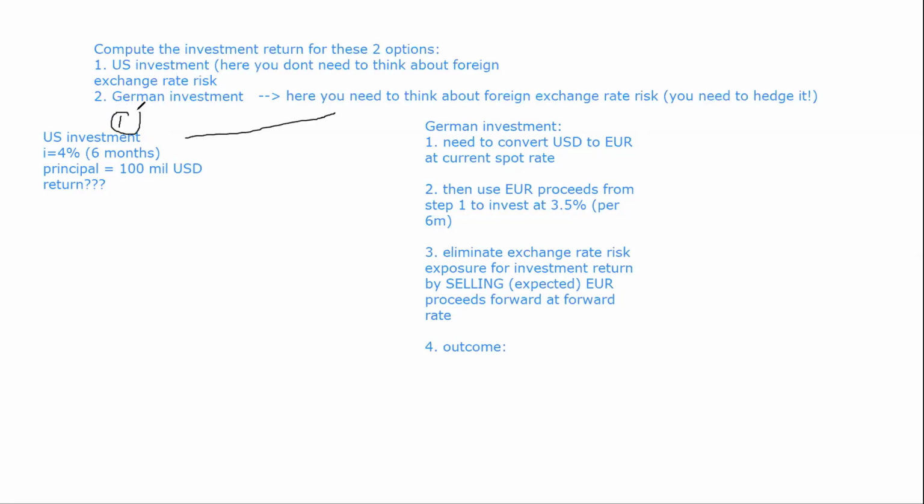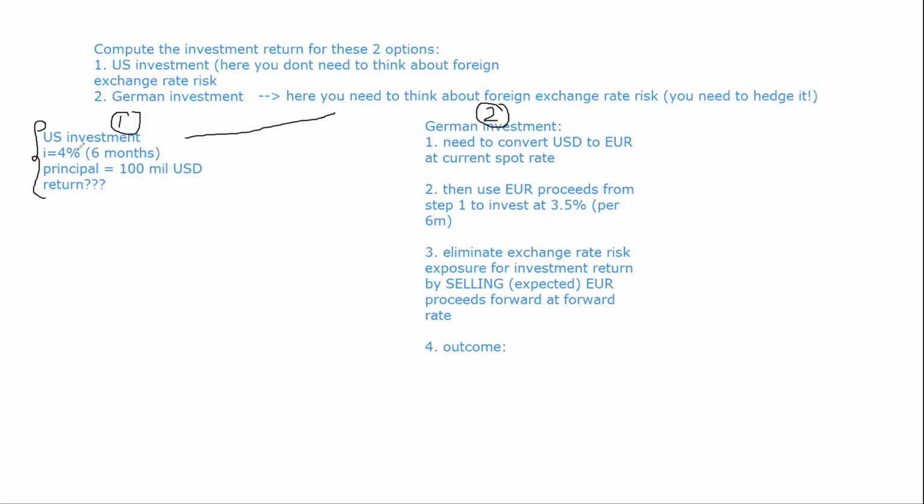Okay, thank you. So here I'm looking at two options, right? I could be investing in my domestic country, which is the US in this case. In the second option, I'll be investing in Germany, okay? So my task here is I want to see which one would yield me a higher investment return, okay? So on the left-hand side, I'm looking at the US investment.